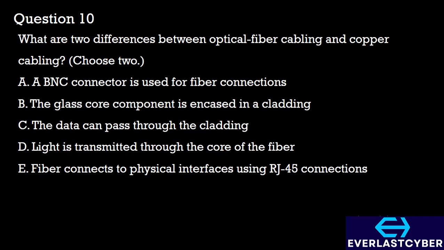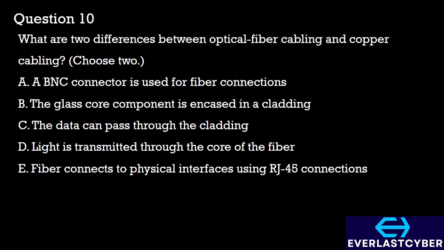Question 10. What are the two differences between optical fiber cabling and copper cabling? For this question, we'll be choosing two answers. A. A BNC connector is used for fiber connections. B. The glass core component is encased in a cladding. C. The data can pass through the cladding. D. Light is transmitted through the core of the fiber. E. Fiber connects to physical interfaces using RJ45 connections.